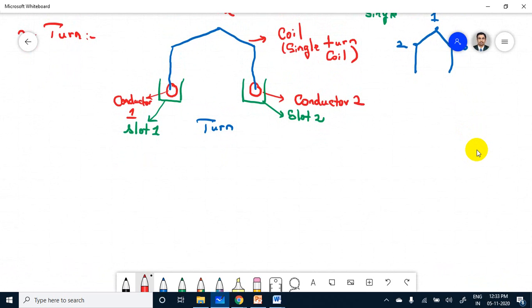Multi-turn coil means, here it is small letter, right? The left hand side, here it is capital letter. And this is time domain. Two conductors. This conductor will be placed in a slot, and I am taking multiple wires. Multiple wires means how many? 5 wires which I am going to take.